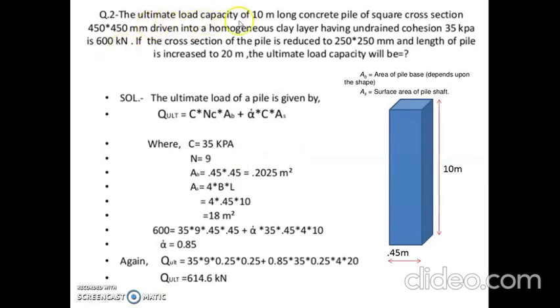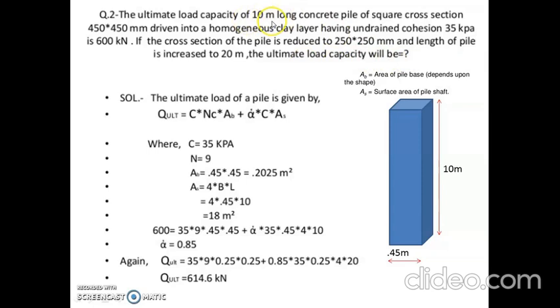The ultimate load capacity of a 10-meter long concrete pile of square cross section 450 by 450 mm driven into a homogeneous clay layer having undrained cohesion 35 kPa is 600 kilonewton. If the cross section of the pile is reduced to 250 by 250 mm and length of pile is increased to 20 meter, the ultimate load capacity of the pile will be how much?